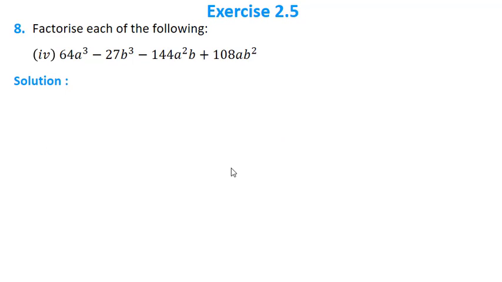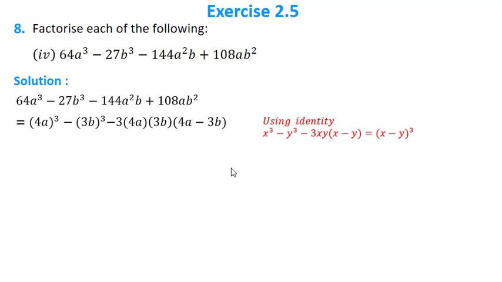The next question is 64a cube minus 27b cube minus 144a square b plus 108ab square. So here first term is cube of 4a, second term is cube of 3b, third and fourth term I will express in form of 3xy in bracket x minus y. So we will write this expression as 4a cube minus 3b cube minus 3 into 4a into 3b in bracket 4a minus 3b. You can expand and check, you are getting the above answer. So this is 4a minus 3b the whole cube, and I will write this as 4a minus 3b into 4a minus 3b into 4a minus 3b.